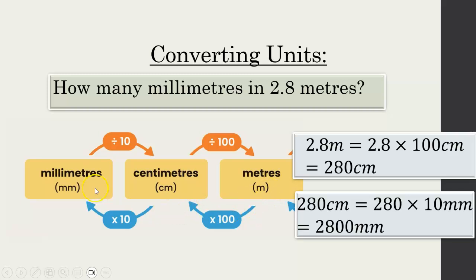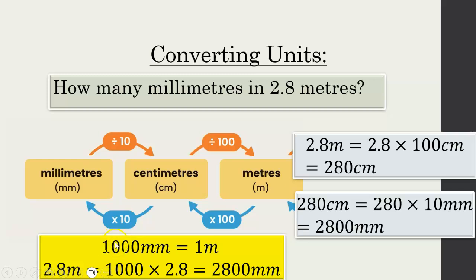Eventually you'll be able to just jump from meters to millimeters, but if you're not comfortable with that, go along the steps. So start with your base unit and then move to the left or move to the right, whatever the case is, and then keep on moving until you get to the right unit. And again, there's 1,000 millimeters in 1 meter. So if you wanted to skip it, 2.8 meters would be 1,000 by 2.8, which is 2,800 millimeters. And you see we have the same answer. So you could go this way, or if you want to jump straight to the answer, if you remembered there was 1,000 millimeters in 1 meter.